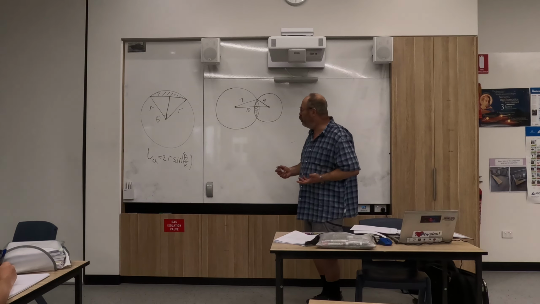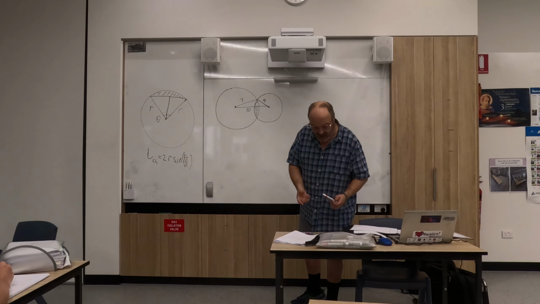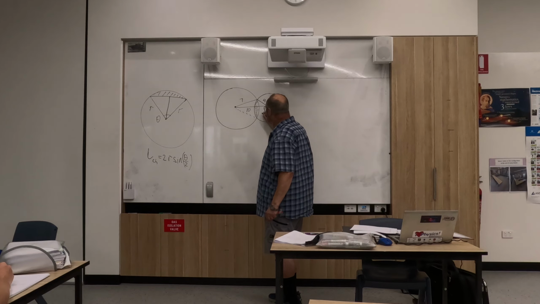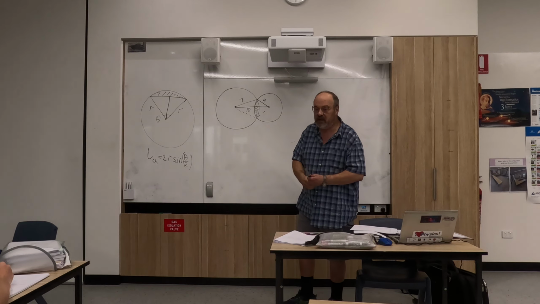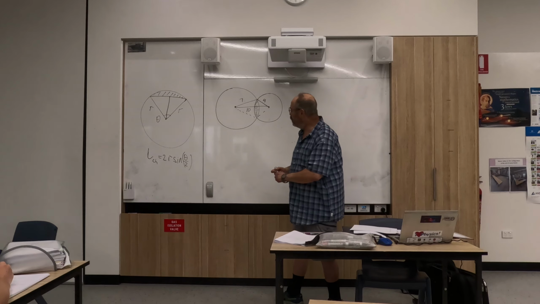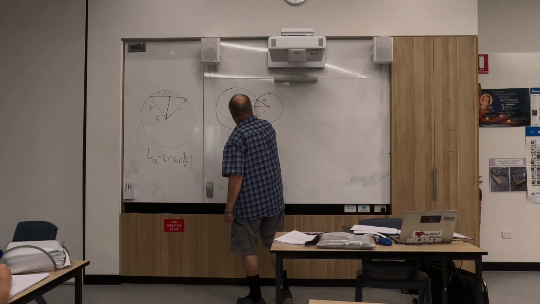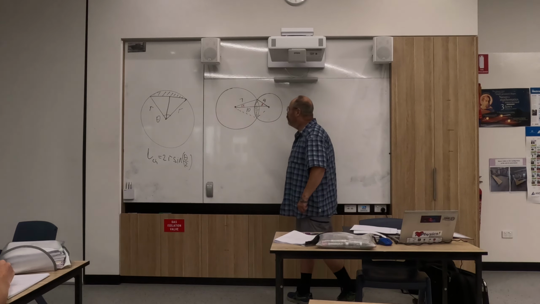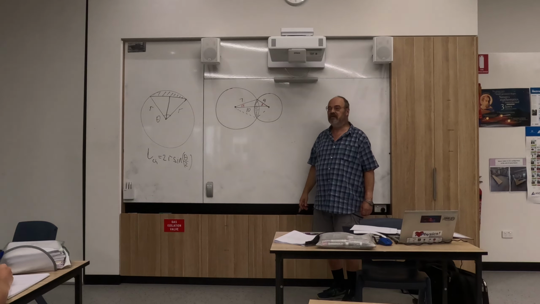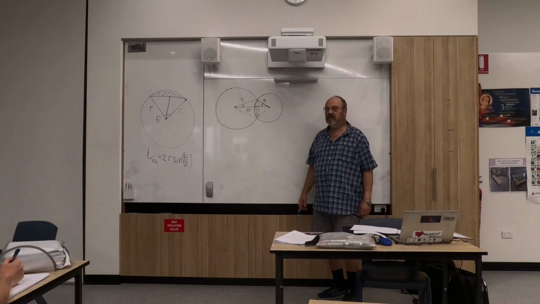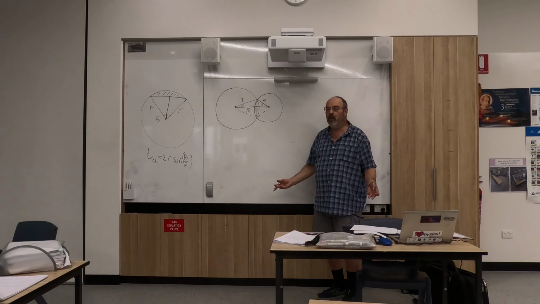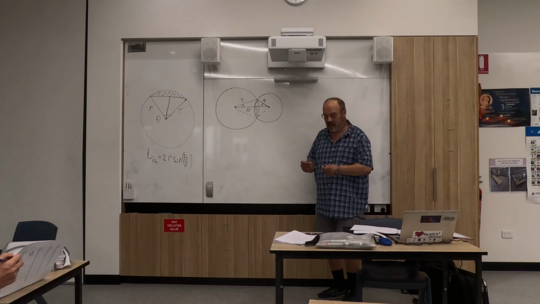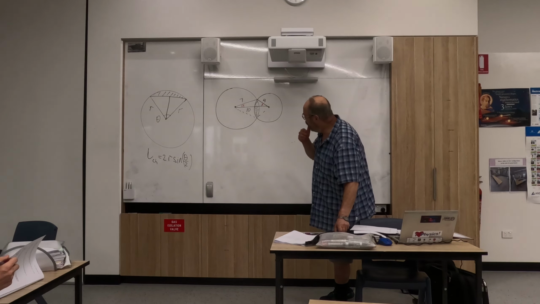We need to know the angle. To apply formulas for the area of the sector, we need to find those angles. How can we find them? Let's say this angle will be alpha, and this angle will be beta. If you know 3 sides of the triangle, how can we find an angle? Using the cosine rule.